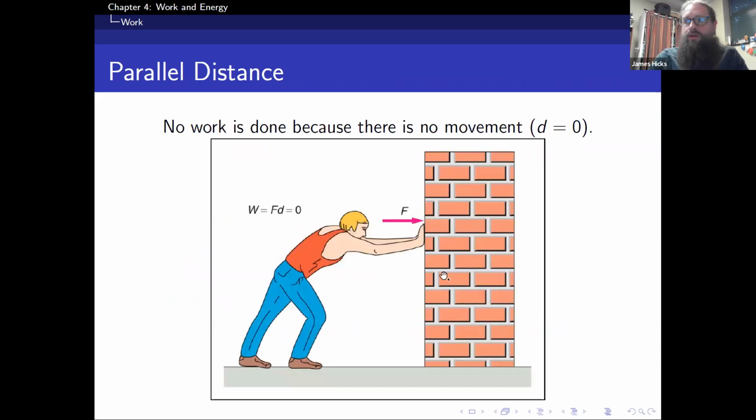So, just to talk a little bit more about parallel distance. In this example, someone is pushing against a wall. They're exerting a force, but they're not moving anything. So the distance is 0, and there's no work done. Even though you might feel like you would be exerting yourself if you pushed against a wall all day, your muscles are doing work, but you're not doing work on the wall. We'll talk more about that distinction coming up.